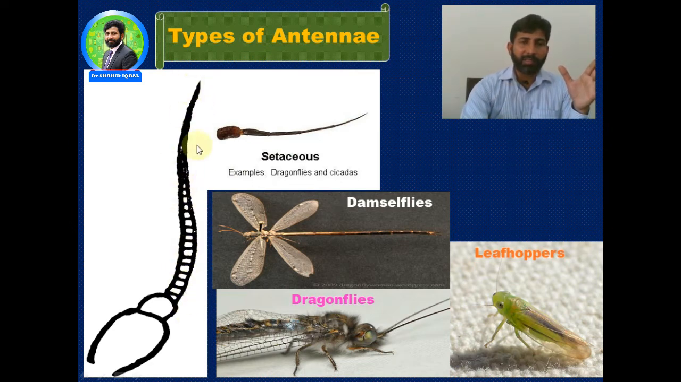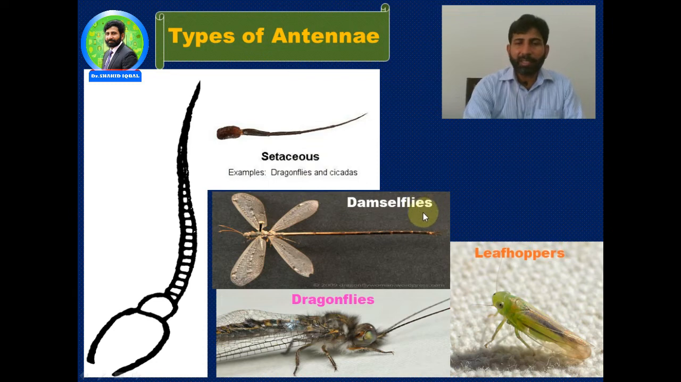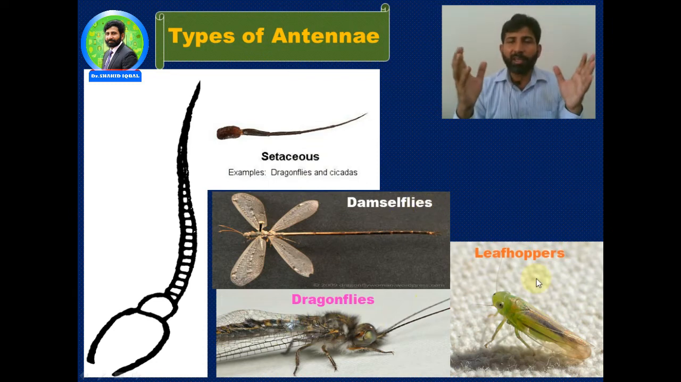Look here. This is a stylate antenna. Examples are dragonflies and the cicadas. This is the damselfly. Here are dragonflies. This is a leafhopper. All these insects contain the stylate type of antennae.